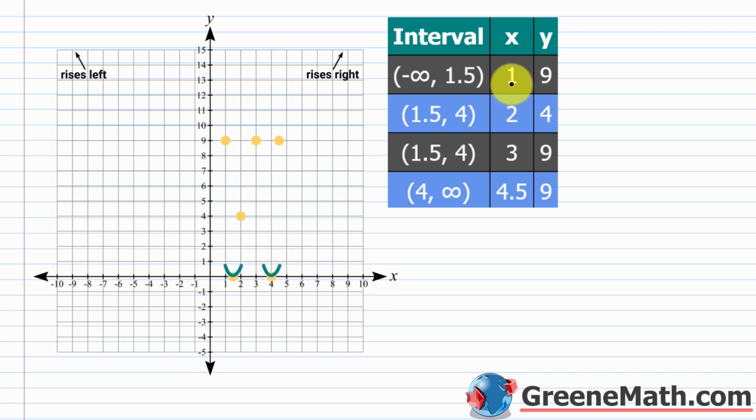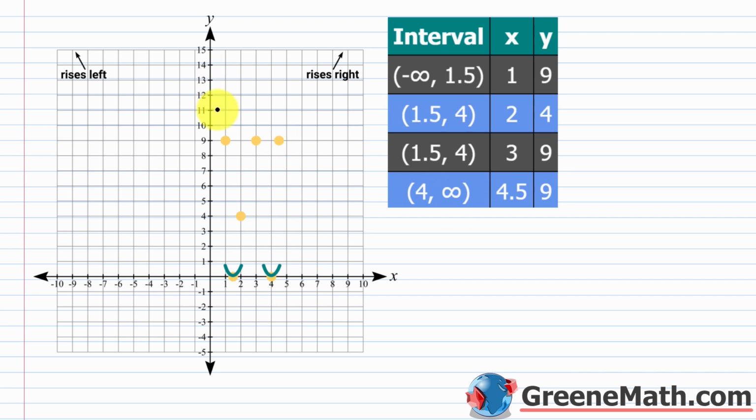So I went ahead and picked an x value of 1 in this interval here. And so the y value is 9, so this is 1, 9. Then I picked an x value of 2, and I got a y value of 4, so that's in this interval here. So this is 2, 4. I went ahead and did another point in that interval, so I picked an x value of 3, got a y value of 9, so this is 3, 9. And then I went ahead and picked an x value of 4.5 in this interval here, and I get a y value of 9.